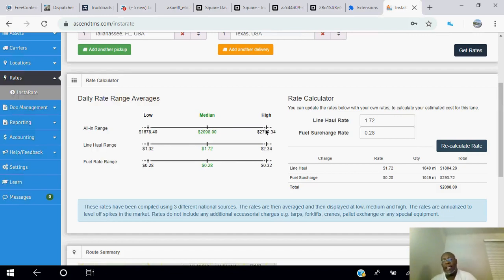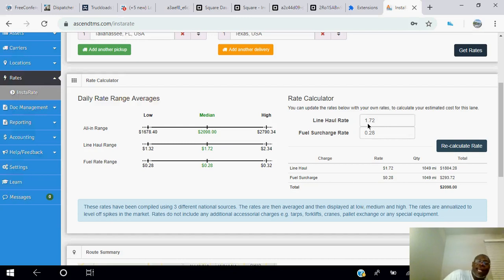Right now it's about $1.72 per mile. But you've got your line haul range, your all-in range. You see it right here: on the high end it's $2,790, medium $2,098, and on the low $1,678.40, which means the line haul rate ranges anywhere from $1.32 per mile up to $2.34 per mile, with the average being $1.72.